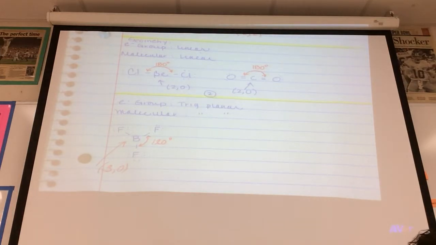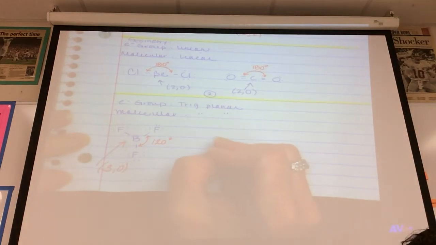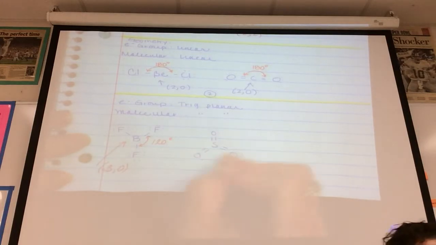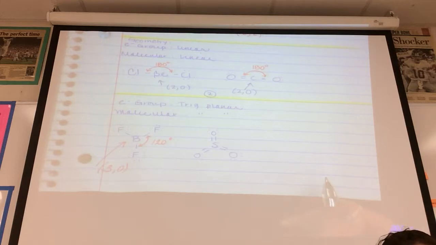Sulfur trioxide would be another example. This one's a little unusual, but you're still going to get the same bond angle there. So the sulfur on that one has an expanded octet. You betcha.